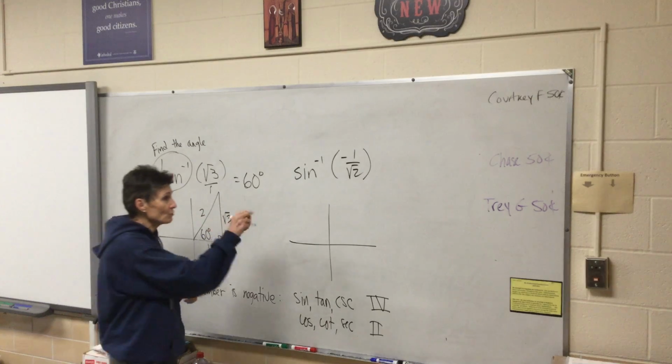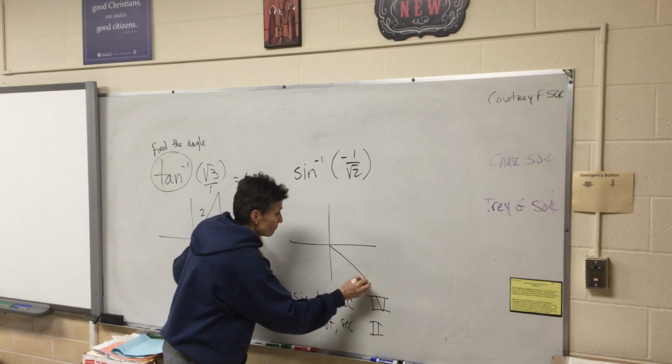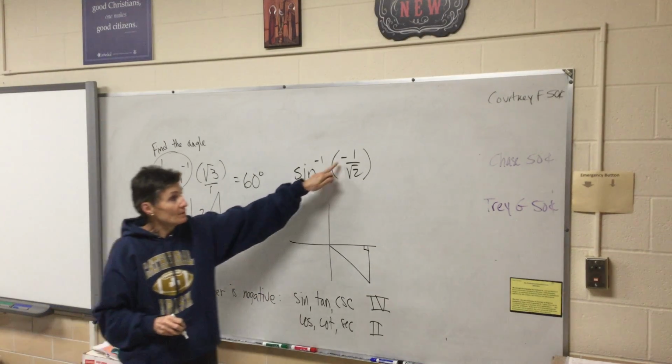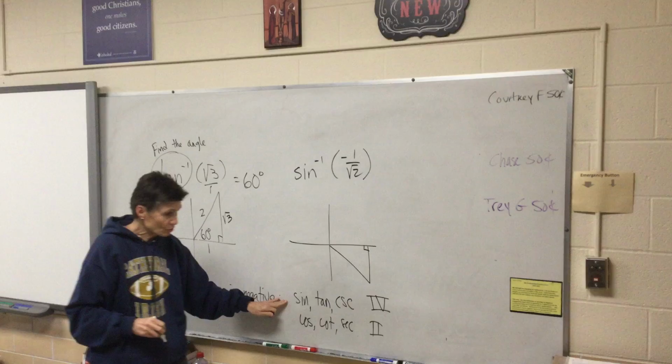So, I'm going to draw my triangle in quadrant 4. Because this is a sine, and this is negative. And that's the rule.